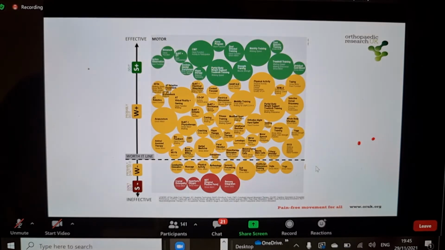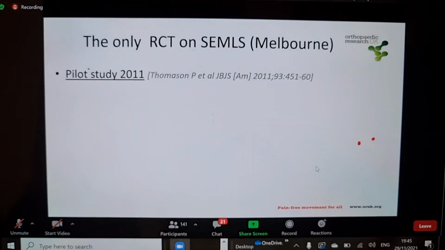And in the interests of being thorough, because we talked in the first webinar about evidence-based practice, this is where orthopedic surgery sits, SEMLS. So small evidence base, it's above the worth-it line, but we're not getting into the definitely-do-it zone. So the evidence for the benefit of single event multi-level surgery is actually perhaps not as robust as you might have thought. So we do have, alhamdulillah, as they say in this part of the world, one randomized control study from the Melbourne group.